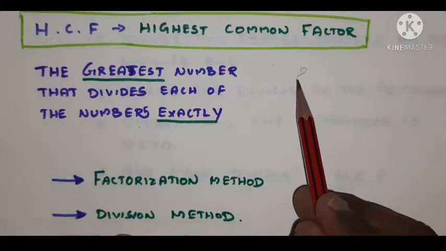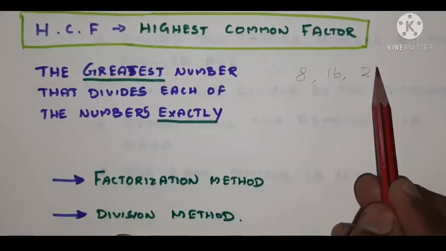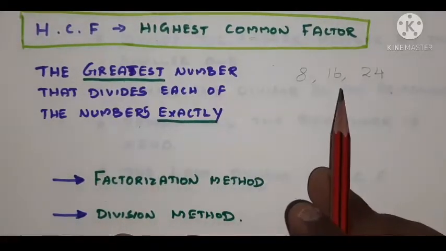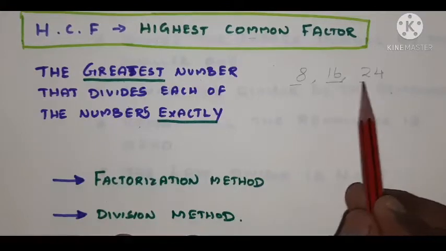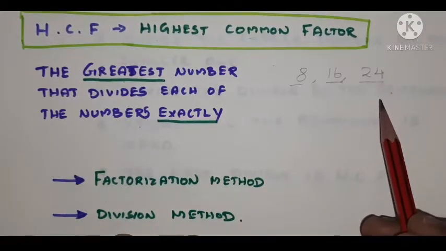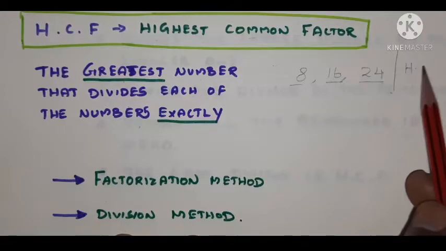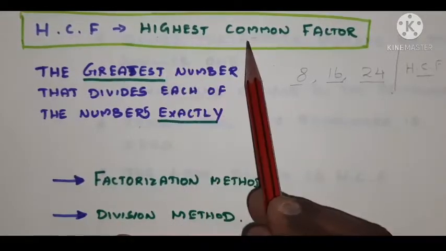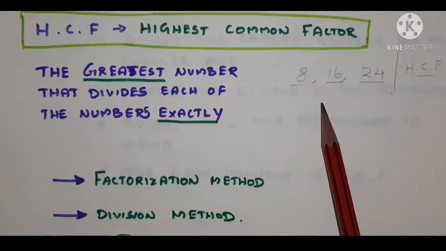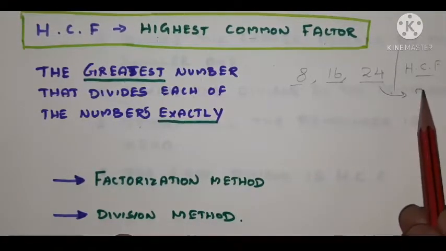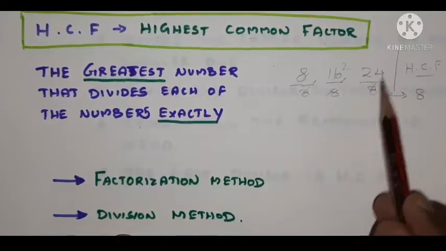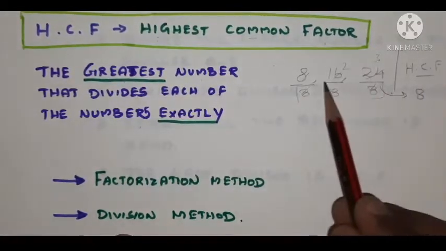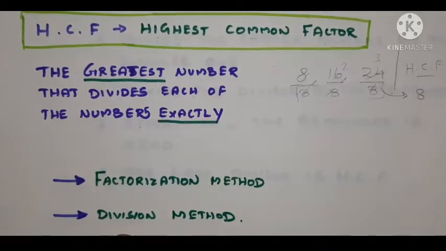For example, in a simple way, we'll take 8, 16 and 24. There are three numbers. Just identify the greatest number, the highest number that divides all three numbers commonly without any remainder, meaning exactly, and that gives the value of the HCF. The term itself says highest common factor, so it should be common to all three numbers. If you look at these three numbers, 8 is the number that divides all three commonly without any remainder, so this 8 is the highest common factor of these three numbers. Highest, that's much important. Also the common number of all these three is very important.